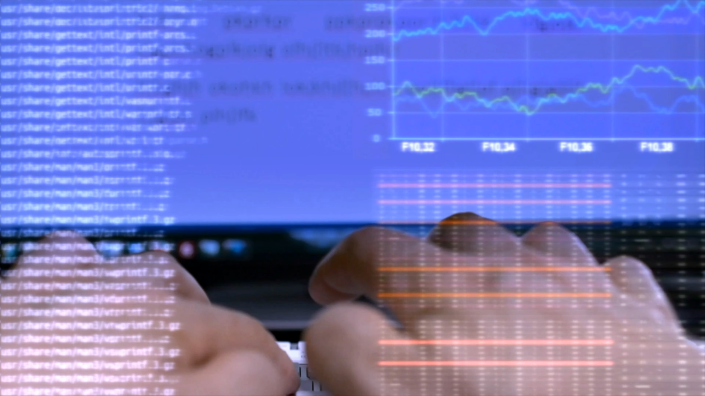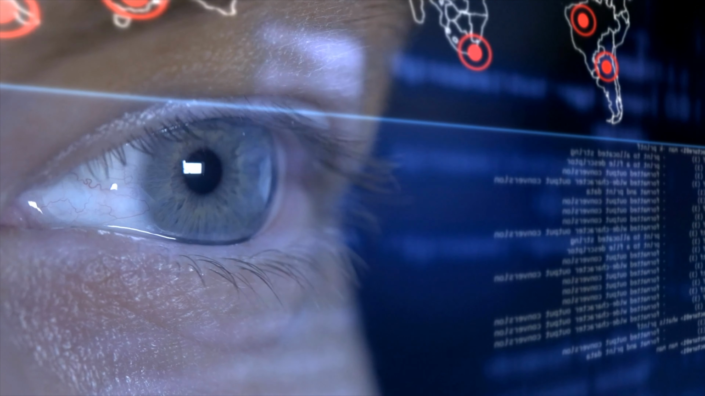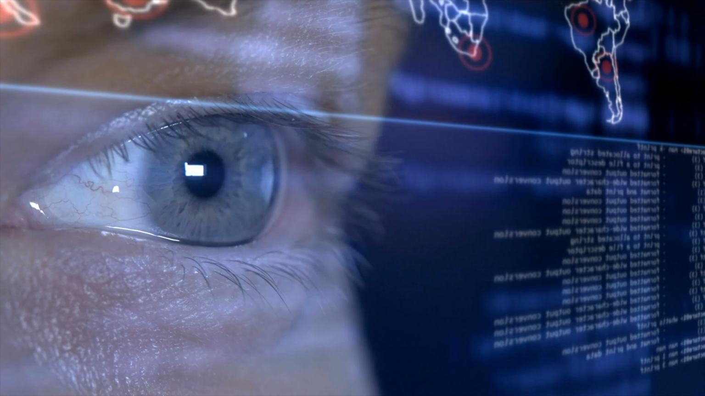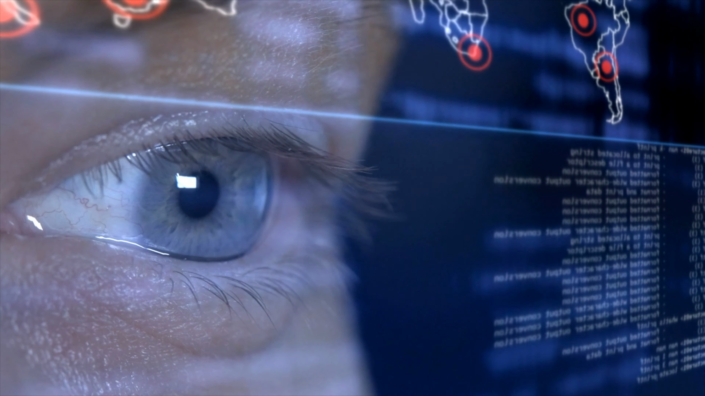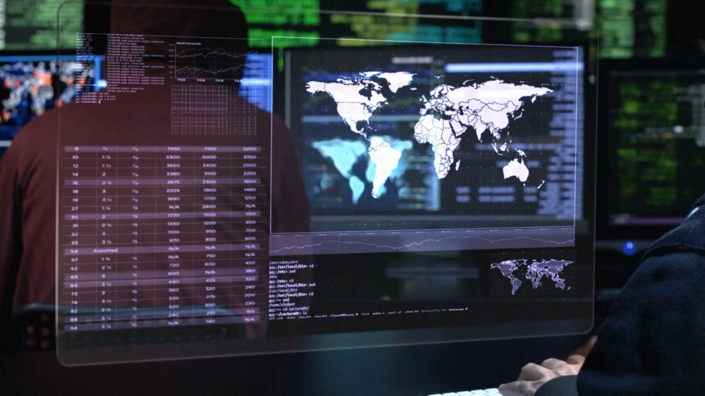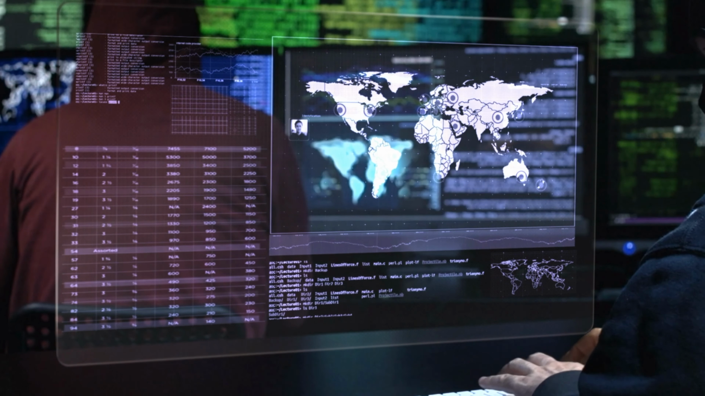The detect function involves identifying cybersecurity events as they occur. It includes implementing monitoring systems to detect potential threats and developing a plan for responding to those threats. This function also includes incident response planning and vulnerability scanning.